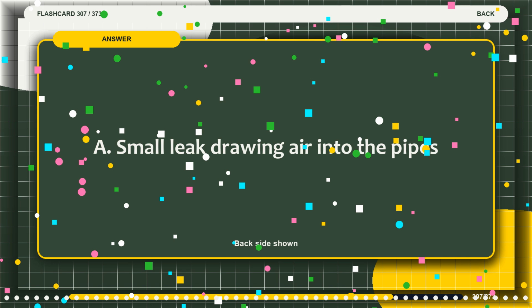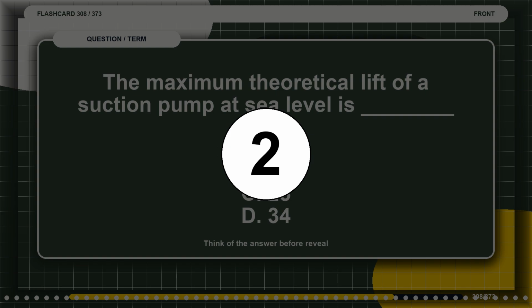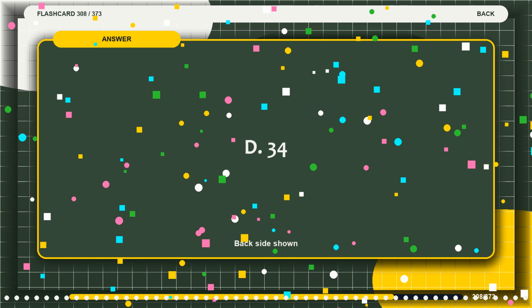The answer is A. Small leak drawing air into the pipes. Flashcard 308. The maximum theoretical lift of a suction pump at sea level is blank feet. A. 100, B. 12, C. 25, D. 34. Think of the answer before the reveal. The answer is D. 34.